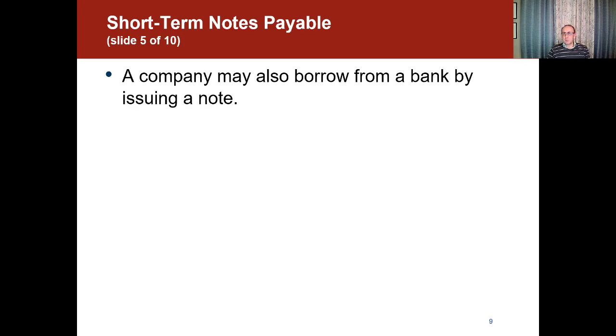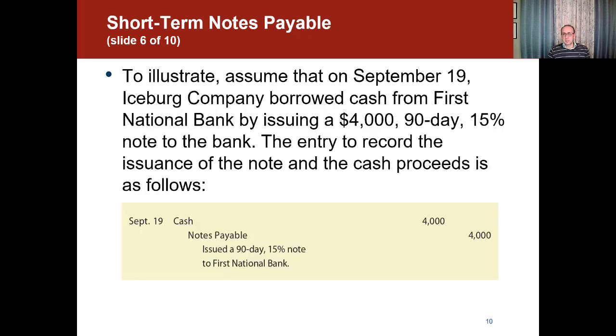So a company may also borrow from a bank by issuing a note. So instead of just buying products, sometimes we can borrow some cash from the bank and then we sign a note instead. So let's see this example. Assume that on September 19th, Iceberg Company borrowed cash from First National Bank by issuing a $4,000 90-day 15% note to the bank. The entry to record the issuance of the note and the cash proceeds is as follows.